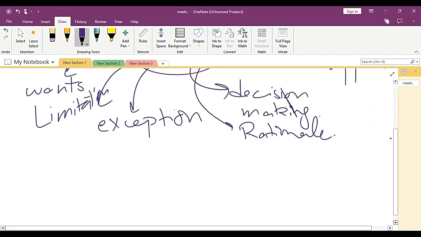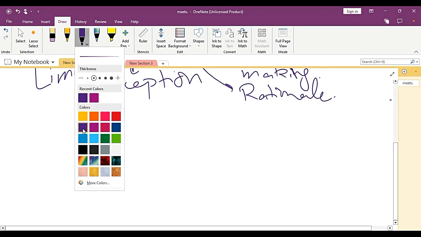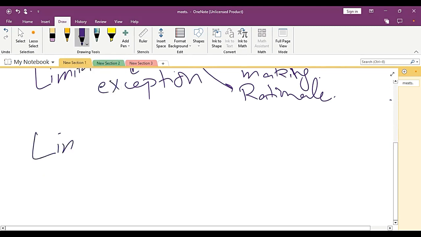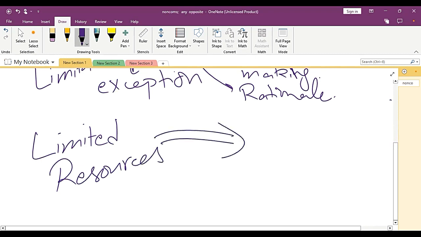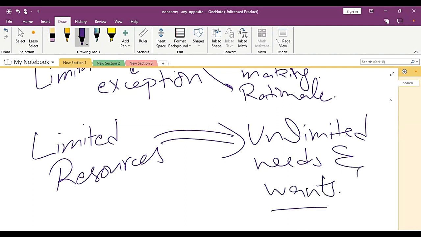So, the main concern is that the consumer always wants to utilize limited resources and wants to achieve its unlimited needs and wants. I have already explained to you in previous classes what the difference between need and want is.